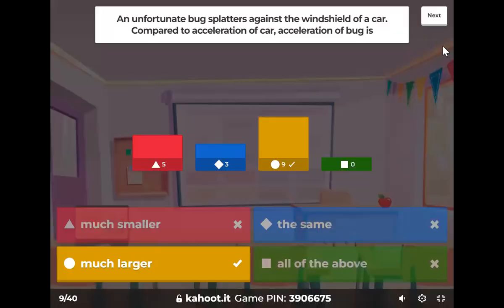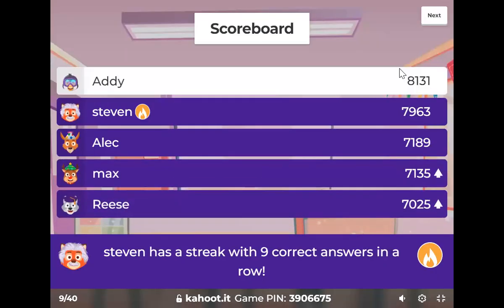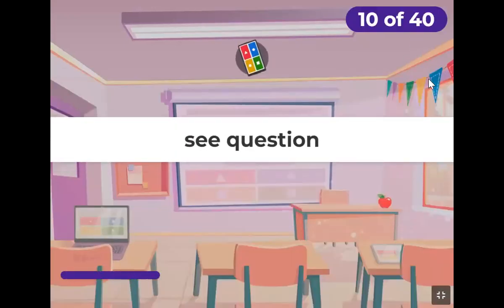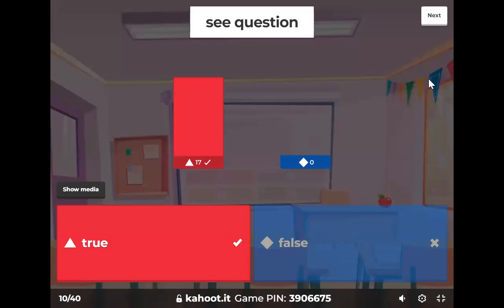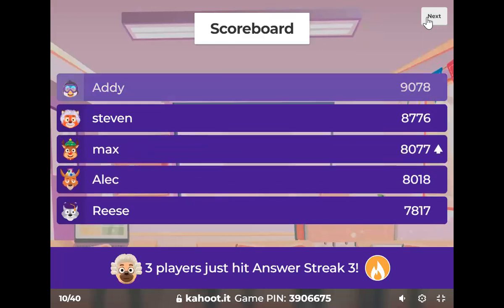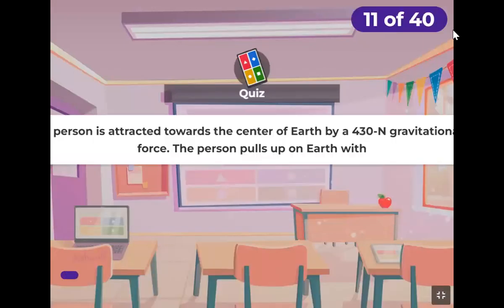All right, next. Let's see how we're doing on points here. We got Reese, Max, Alex, Steven, Addy. Whenever an object exerts a force on another object, the second object exerts a force of the same magnitude in the opposite direction on the first object. True. Yeah, so that's just Newton's third law stated in sentence form. There you go, Newton's third law. All right, Max moving up. Steven, Addy in the lead.